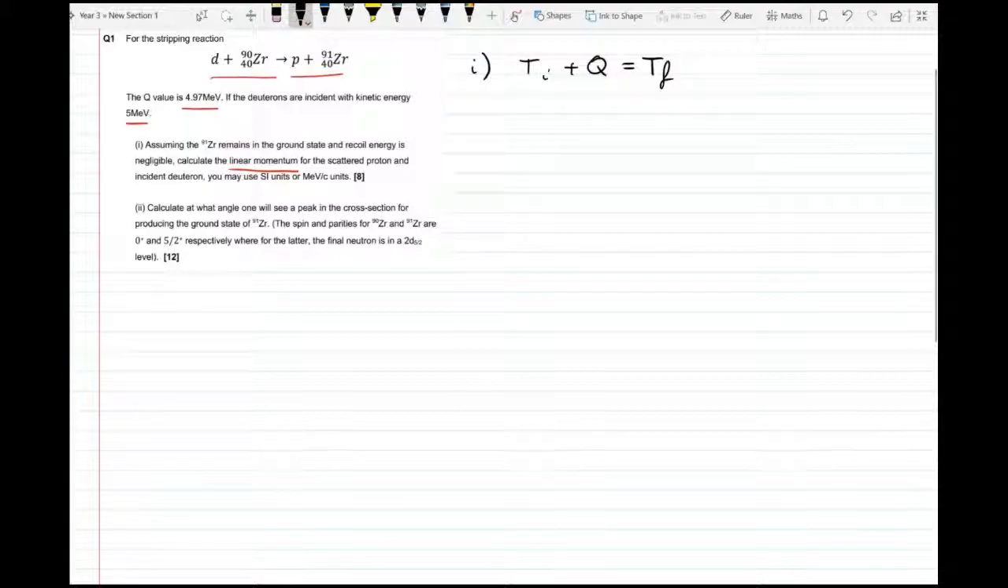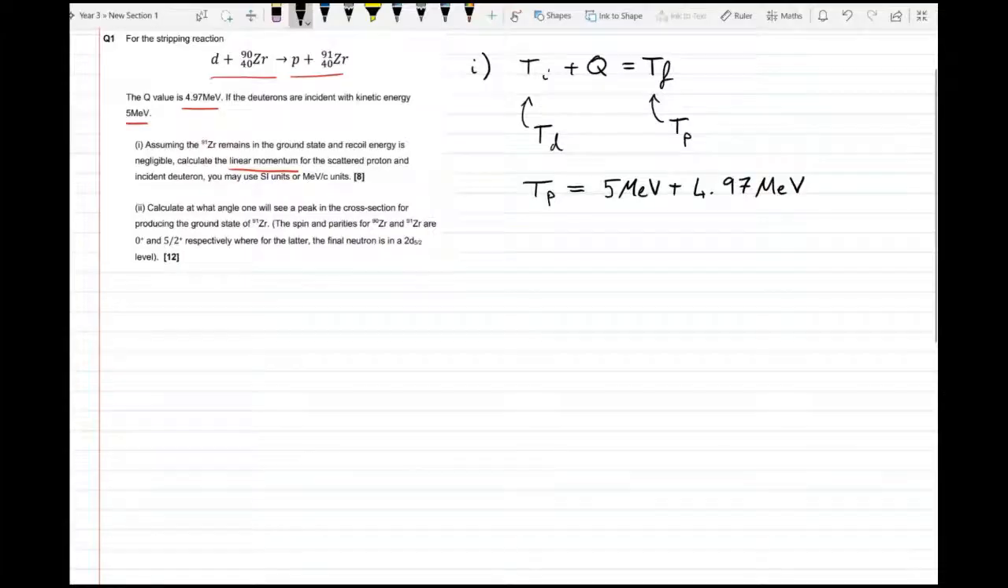We want to start by using this equation for Q. This will allow us to determine the final kinetic energy, and assuming there is no recoil energy, or otherwise neglecting it, we can determine that the proton has a kinetic energy of 9.97 megaelectronvolts. To calculate the momentum of the proton, we want to use the classical formula.